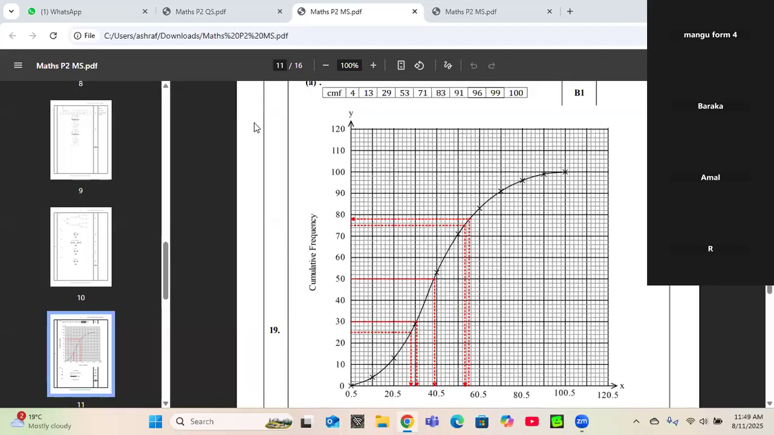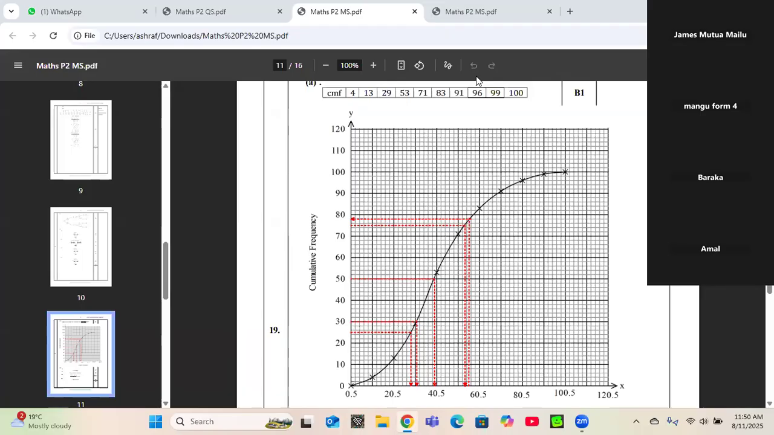So now from the graph, you're supposed to use it to answer some questions. The first question below that graph is, let me read the question. So the first question, you're supposed to use it to find the median mark. Use the graph to find the median mark. So how do you use the cumulative frequency curve to get the median mark? How do you use the curve to get the median mark?